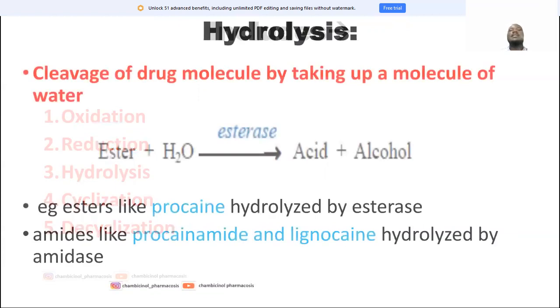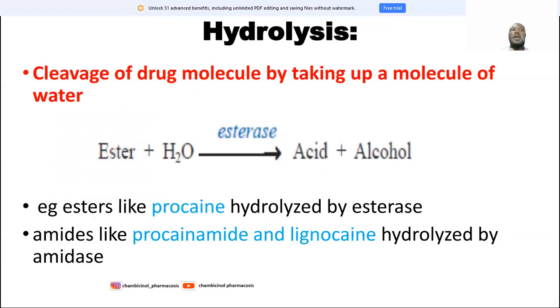And another is the hydrolysis. This involves breaking down of the compound with the help of a water molecule. Most of the compounds that can be hydrolyzed with a water molecule include those that contain an ester, where it will be hydrolyzed in the presence of esterase enzyme to form the acid and alcohol. But those compounds that contain an amide can also be broken down with the help of a water molecule. These compounds include procainamide and lignocaine.